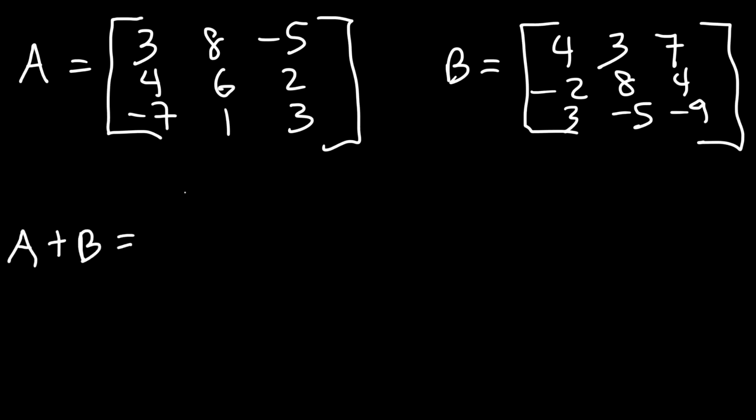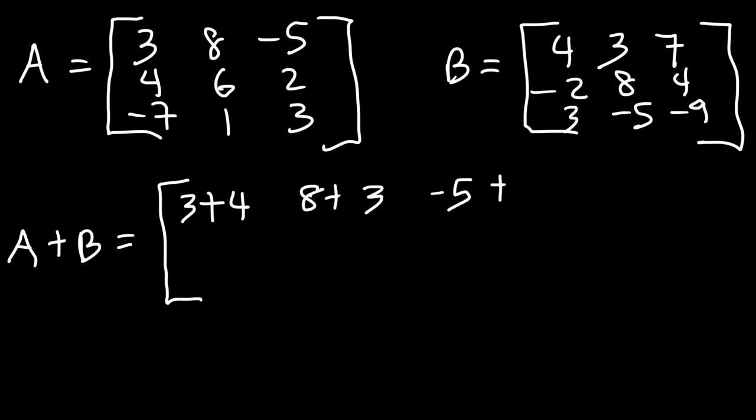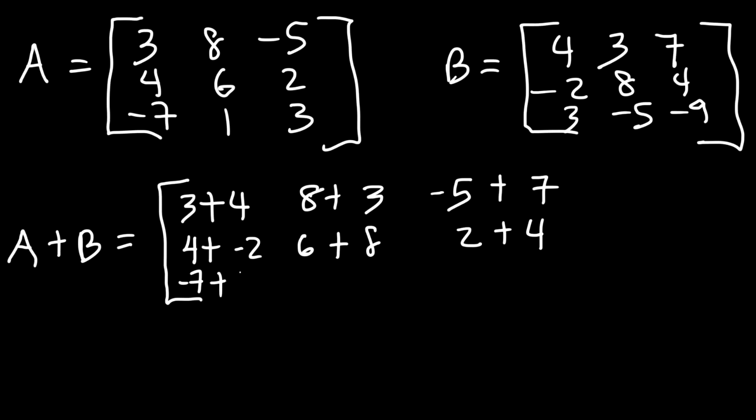So let's write it out first. So we're going to have 3 plus 4, and then 8 plus 3. After that, -5 plus 7. In the second row, we're going to have 4 plus -2. And then it's 6 plus 8. And then 2 plus 4. And then -7 plus 3. 1 plus -5. And then 3 plus -9.